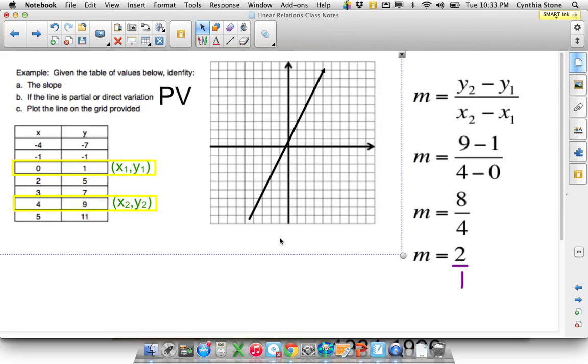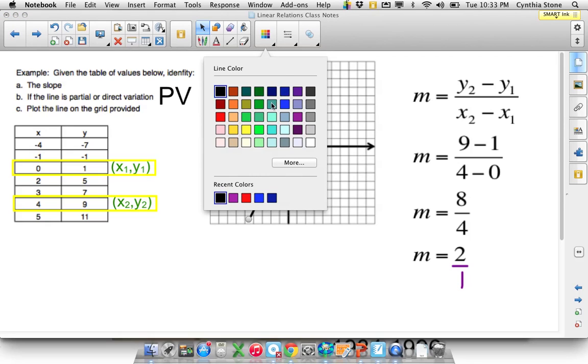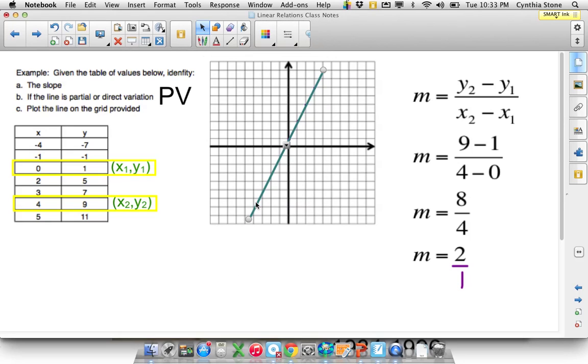And there's my graph. And so if I didn't know before that it was partial variation, now you do know because it's not passing through the origin. Kind of the way I drew it, it looks like it is, but it's not, right? So there's all 3 points.